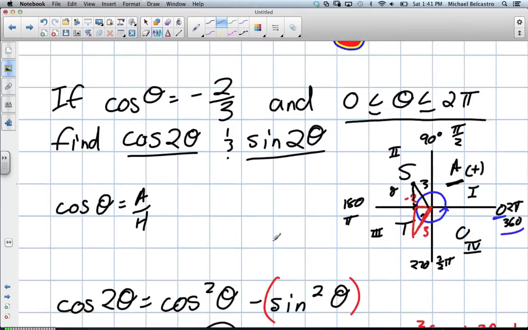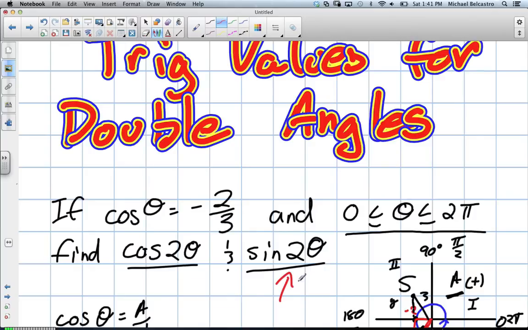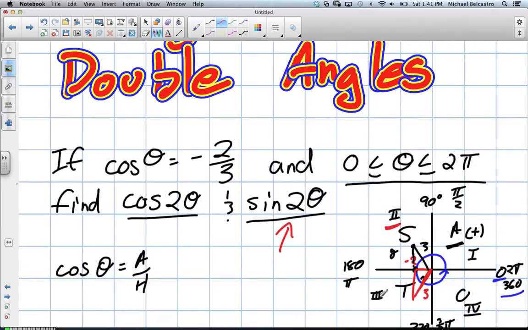And the next video we're going to do is going to be on sine double angle theta. That's going to change a little because sine is technically positive in quadrant 2 and negative in quadrant 3, which is going to change our answer, right? But we used quadrant 2 and 3 because that's when cos was negative. We knew it'd be in there, okay?